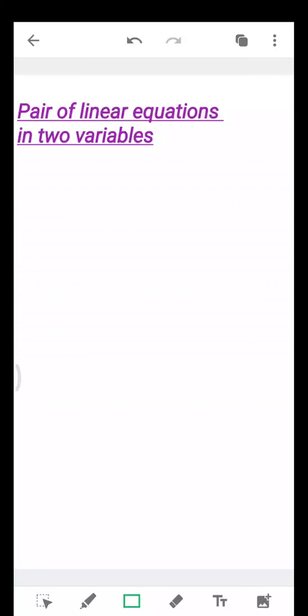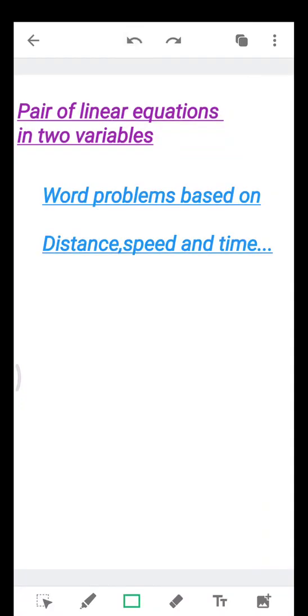In today's session we are going to see the most important concept of pair of linear equations, that is the concept of distance, speed and time. So we are going to solve a word problem and I'll give similar word problems to you for extra practice, which are based on distance, speed and time.